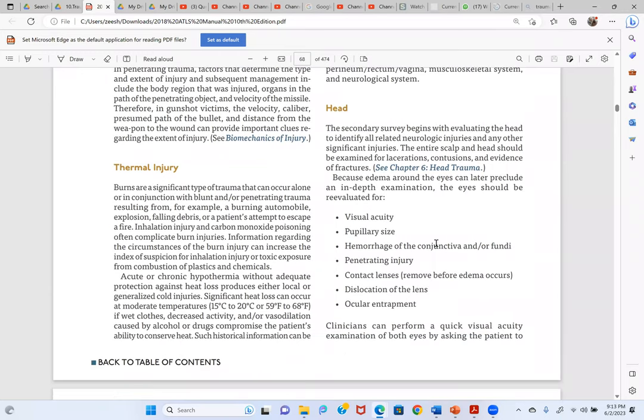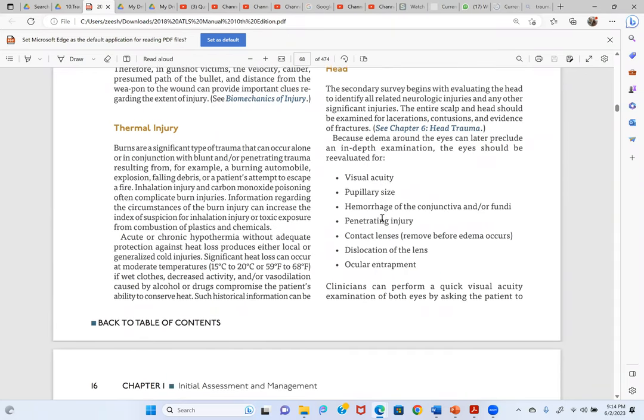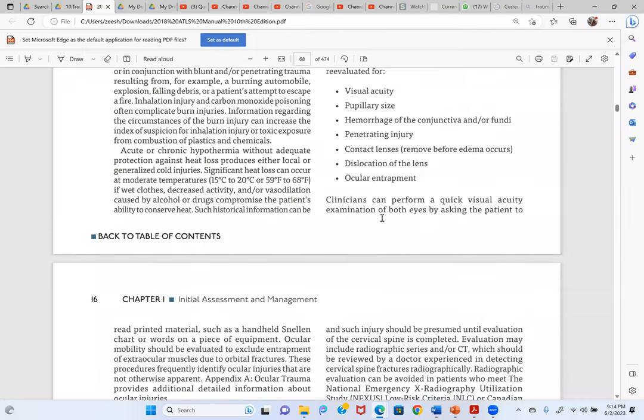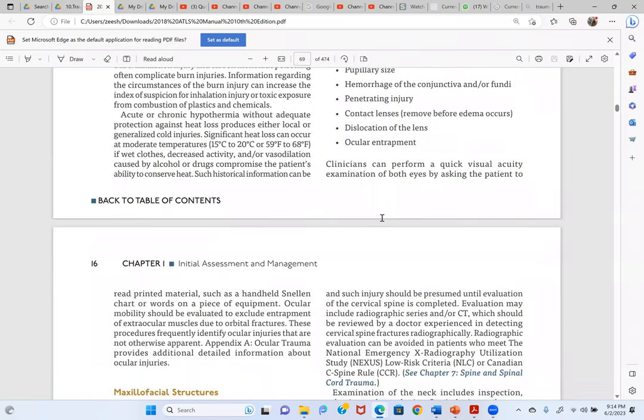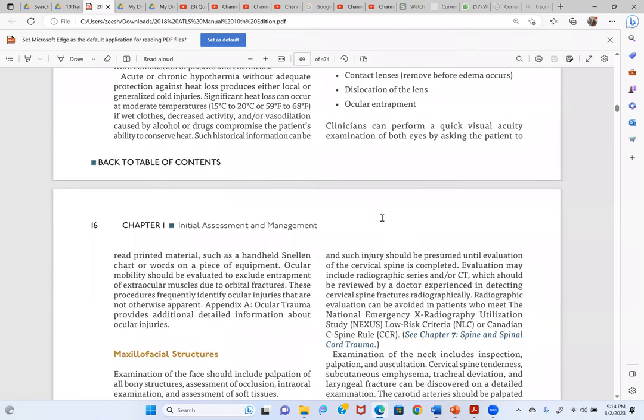With the head, of course, there will be some apparent injuries, and you need to identify all related neurological injuries and any other significant injury. The entire scalp and head should be examined for lacerations, contusions, or evidence of fractures. Of course, you will confirm it with radiological study. Because edema around the eyes can later preclude an in-depth examination, the eyes should be evaluated early for visual acuity, pupillary size, hemorrhage of the conjunctiva or fundus, penetrating injury, and contact lenses, which should be removed before edema occurs. All these things will be in the secondary survey: dislocation of the lens, ocular entrapment.